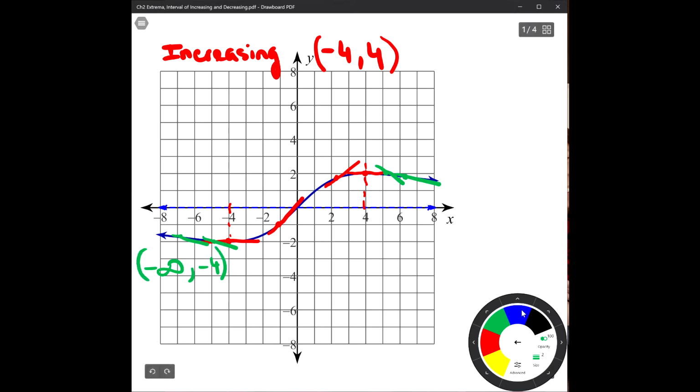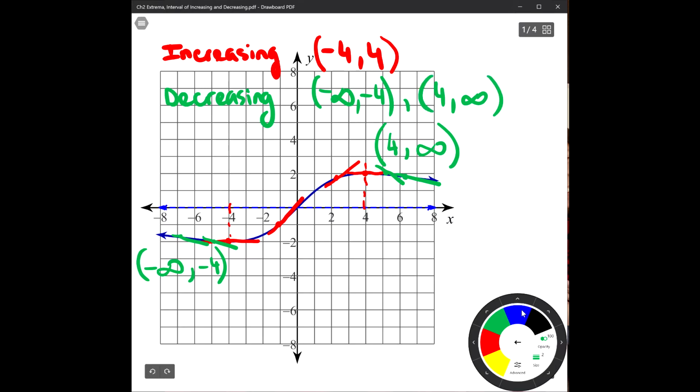So we have parentheses for both. And same here, we have 4 going all the way to the right, so it will be +infinity. We cannot include 4, so it will be parentheses for both. So the decreasing interval will be -infinity to -4, and then 4 to +infinity. Alright, so that's the answer for stating increasing or decreasing intervals on the graph.